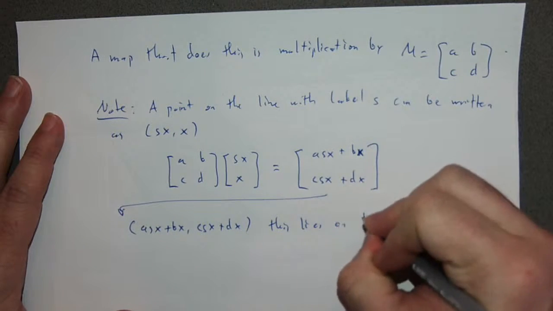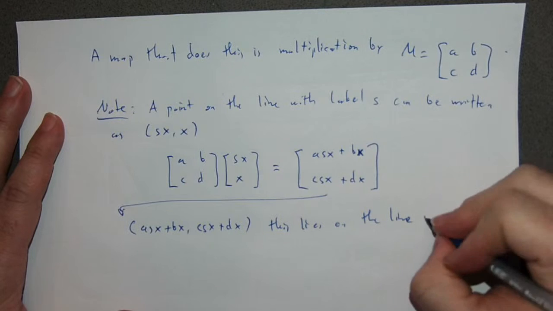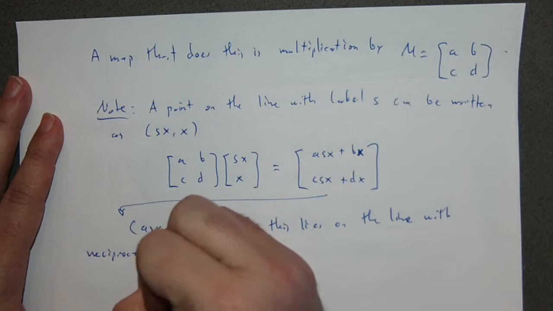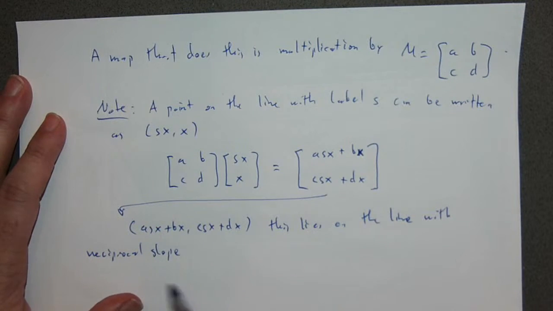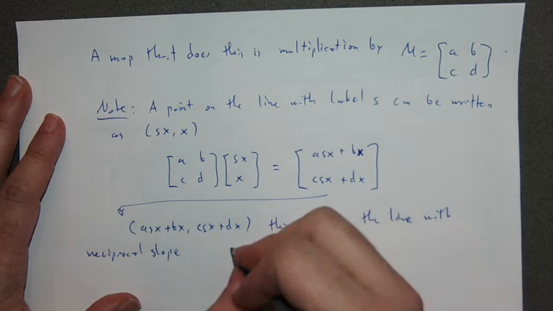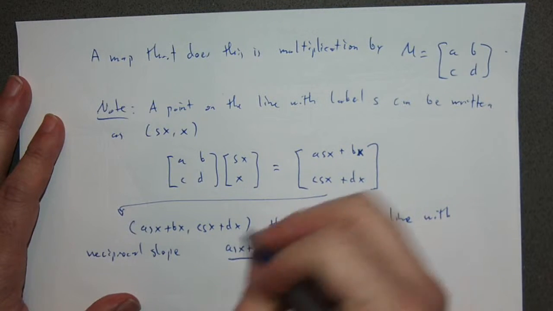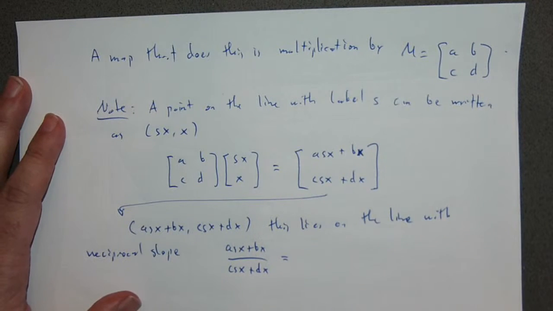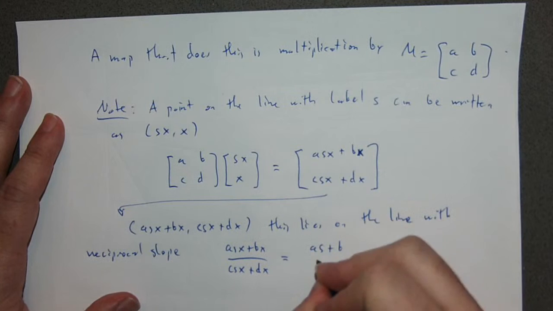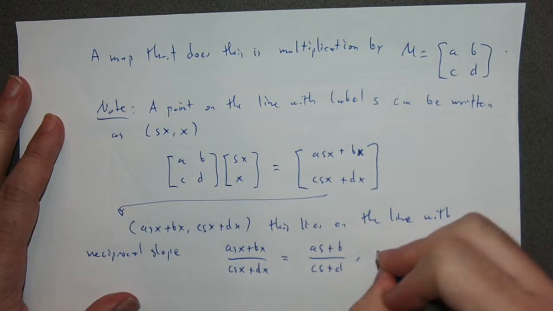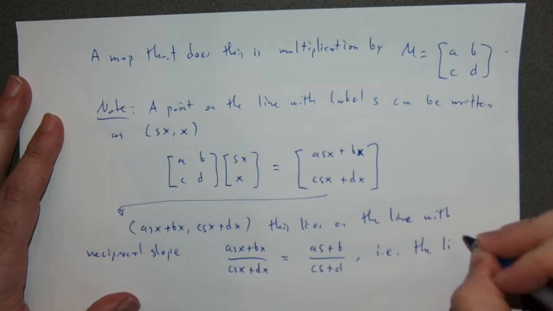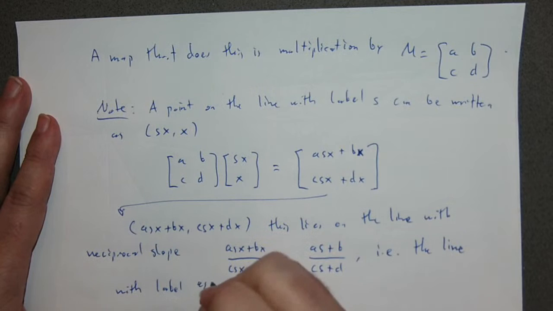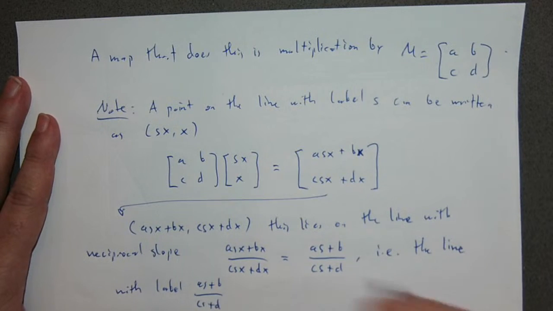And this lies on the line with reciprocal slope. I can just take the reciprocal slope, run over rise, so (ASX plus BX) over (CSX plus DX). But hey, X is in common here, I can factor it out and cancel it. And so this is (AS plus B) over (CS plus D), i.e. the line with label (AS plus B) over (CS plus D).